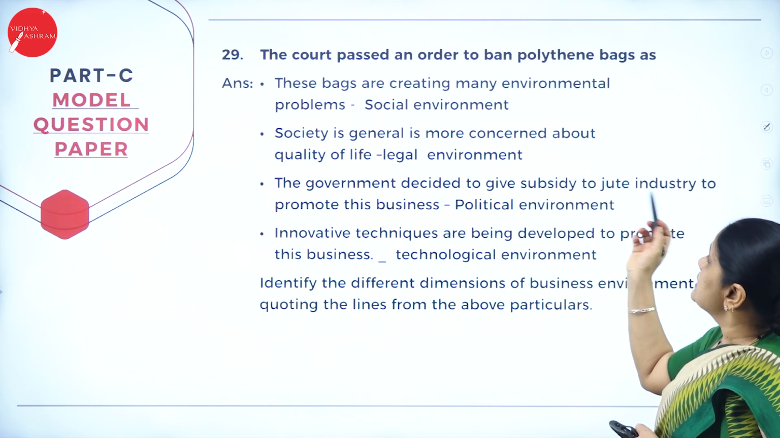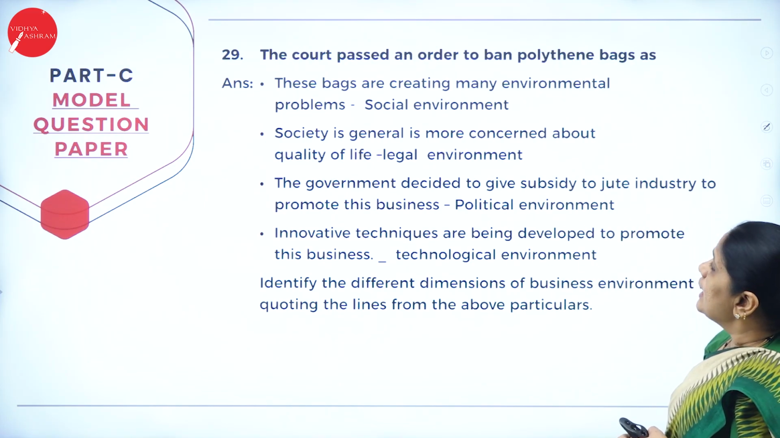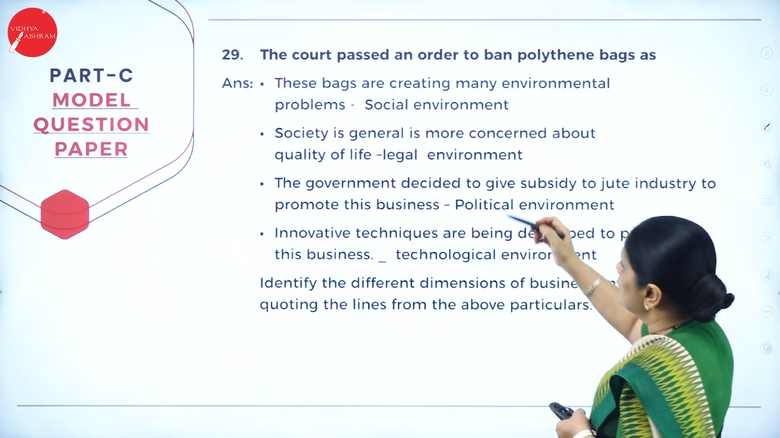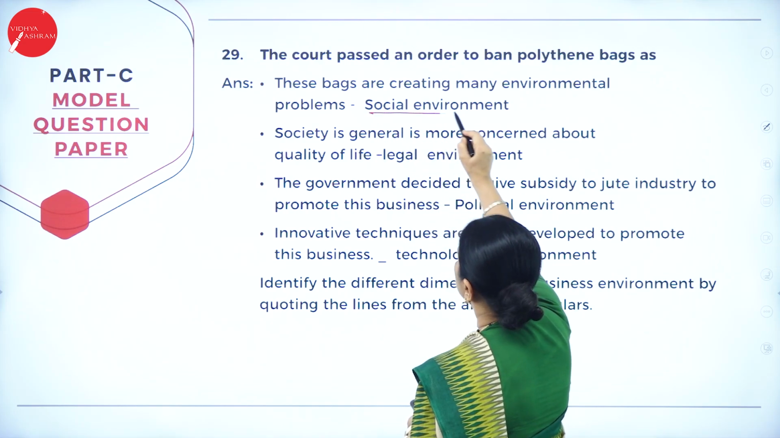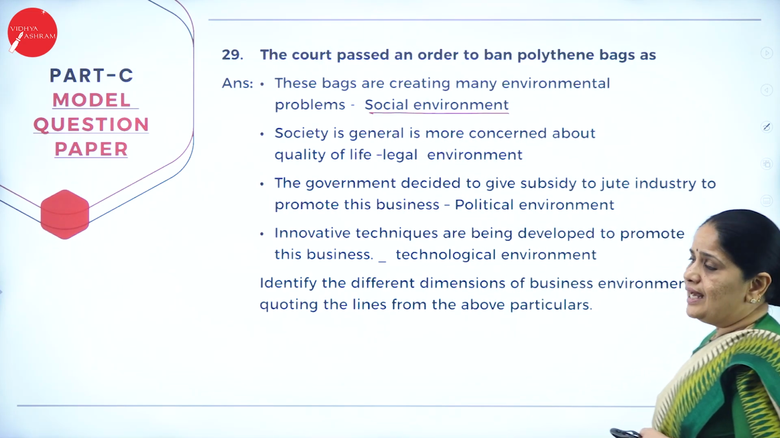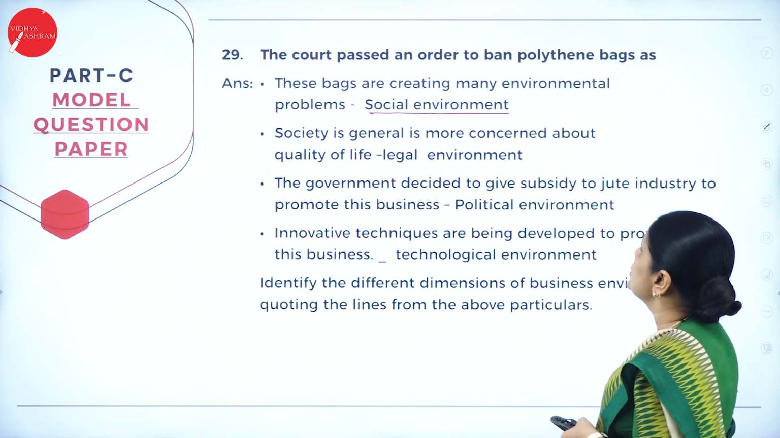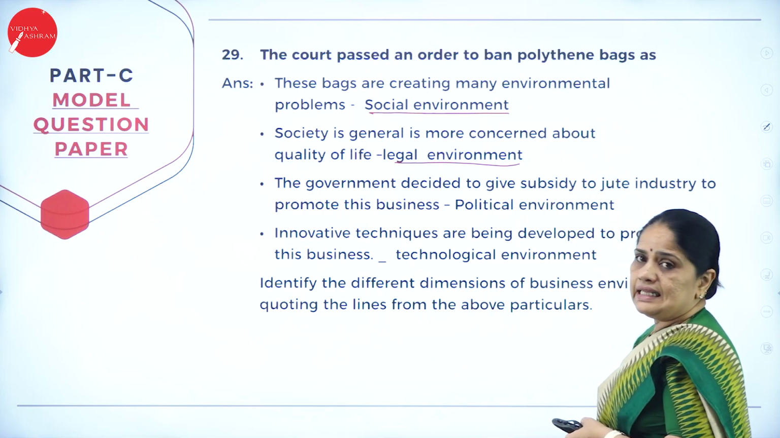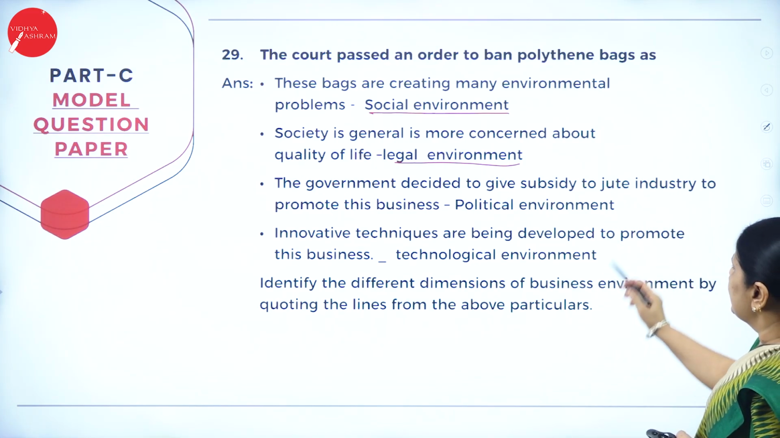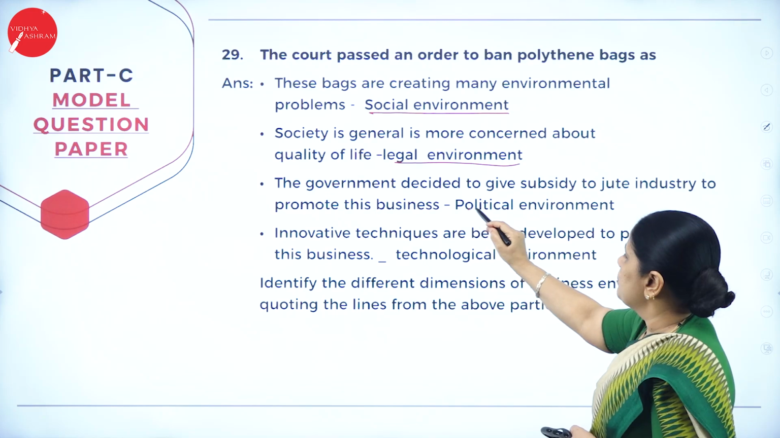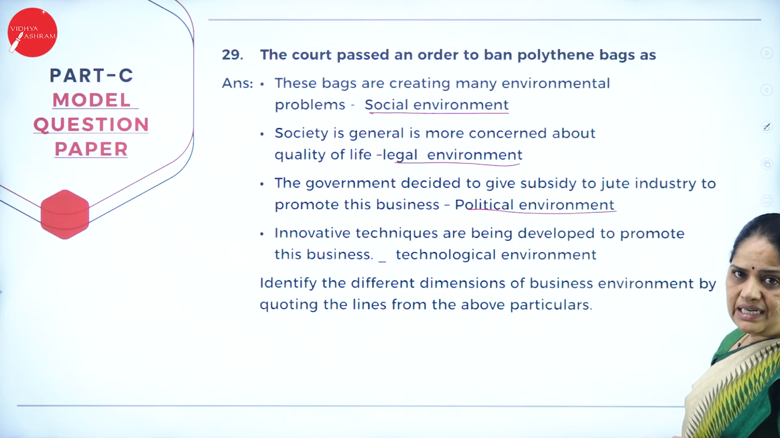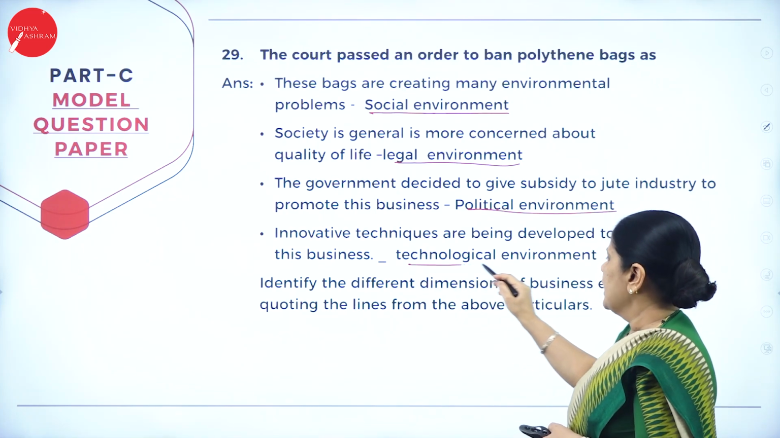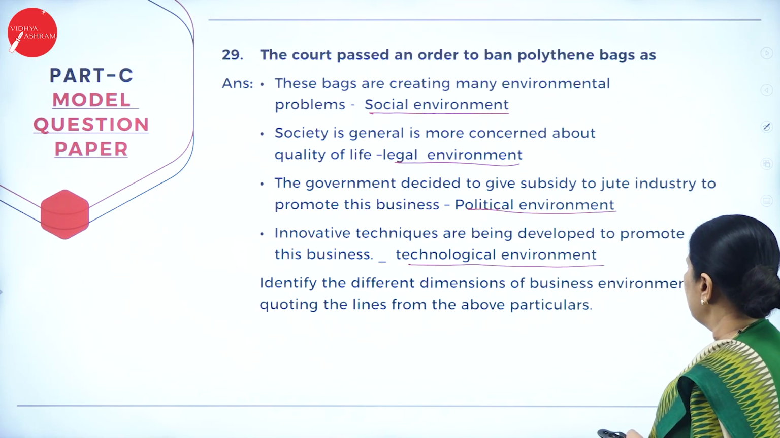Next, the court passed an order to ban polythene bags as these bags are creating many environmental problems. So this is a reference to the social environment. The society in general is more concerned about the quality of life. So this is the legal environment. The government decided to give subsidy to the jute industry to promote the business. It is the political environment. Innovative techniques are being developed to promote the business. It is the technological environment.